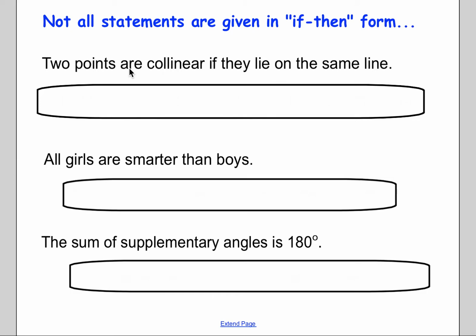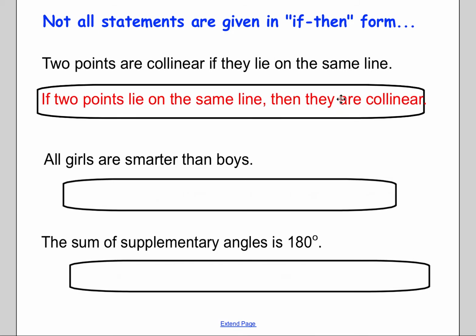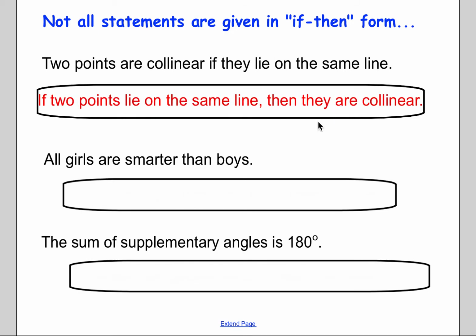If we were to rewrite it in if-then form, how would we rearrange this? I want you to answer this in your own head. How would we rearrange this conditional statement so that it would be in if-then form? Well, the answer, of course, is if 2 points lie on the same line, then they are collinear. Okay, so this is still a conditional statement just because it's not explicitly written in if-then form.